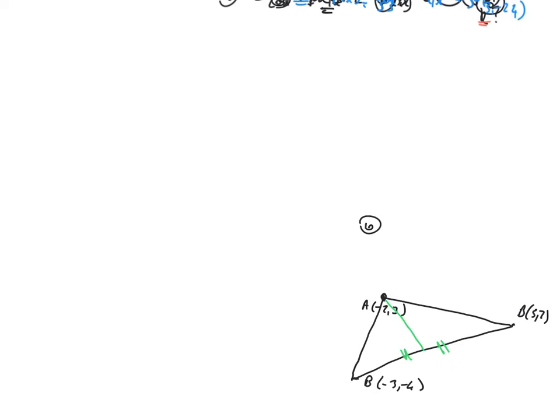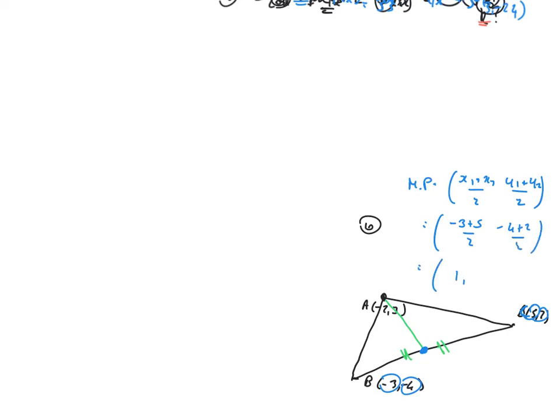Okay, first of all, I need to find the midpoint of BC. Okay, so remember the midpoint is an average of the x and the y coordinates, x1 plus x2 over 2 and y1 plus y2 over 2, the other way about. Okay, so it's going to be -3 plus 5 over 2 and -4 plus 2 over 2. -3 plus 5 is 2, 2 over 2 is 1, -4 plus 2 is -2, -2 over 2 is -1.